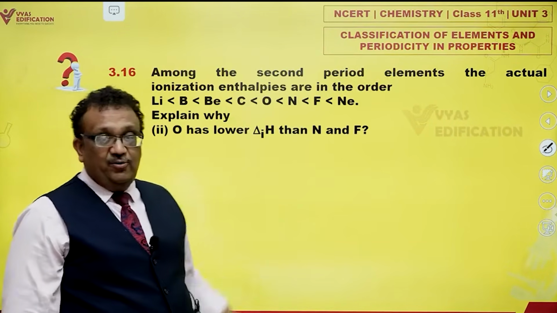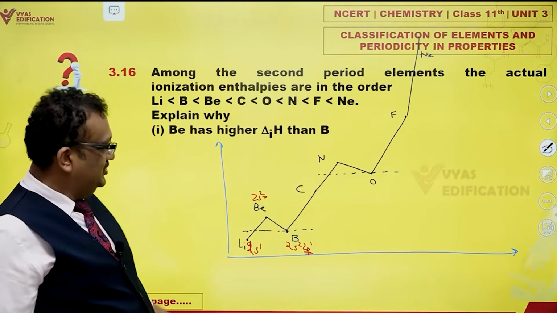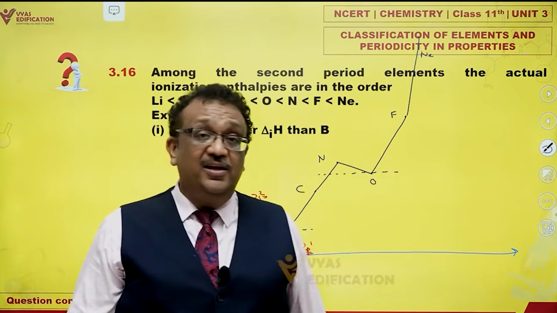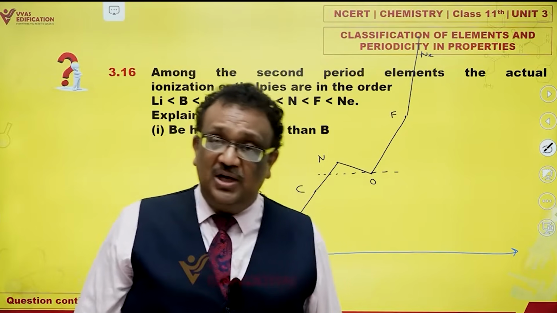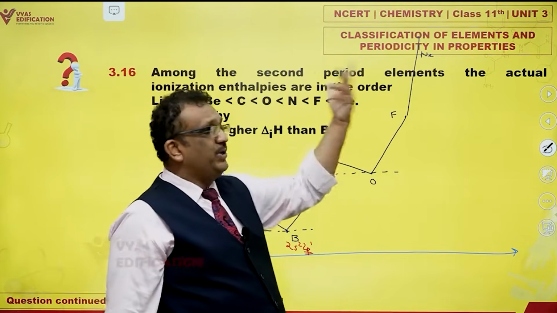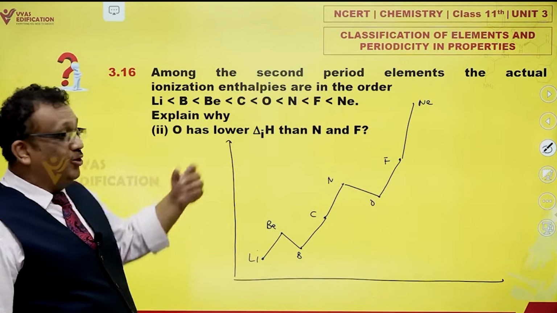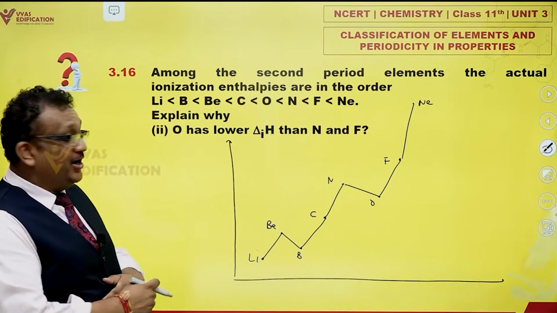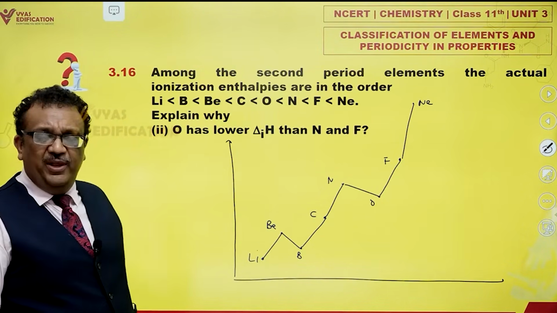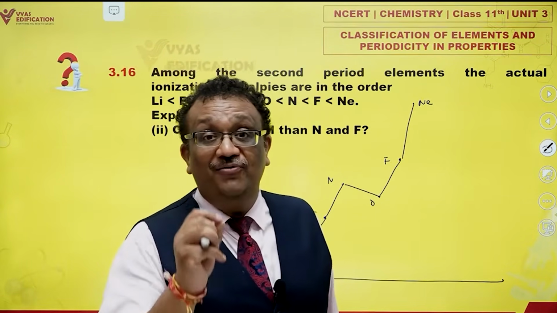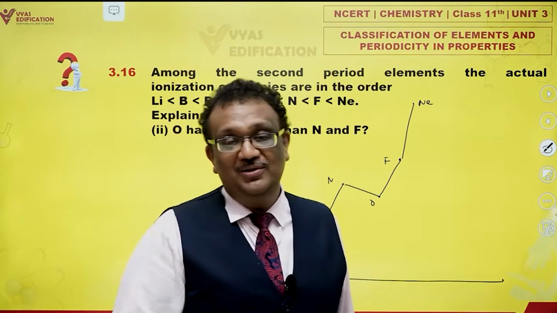O is lesser than nitrogen and fluorine. Why is it? See, across the period, ionization energy anyway increases because of increase in nuclear charge. So fluorine was very much expected to be more anyways. We are worried about why oxygen has lower delta H ionization than nitrogen and fluorine. How do we explain that? That can be explained by the extra stability of half-filled p orbitals.